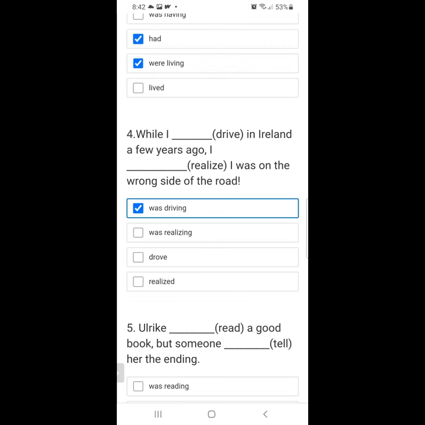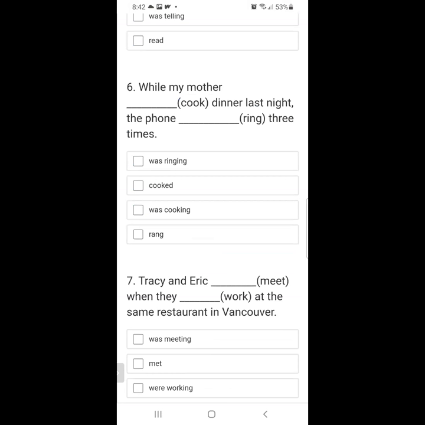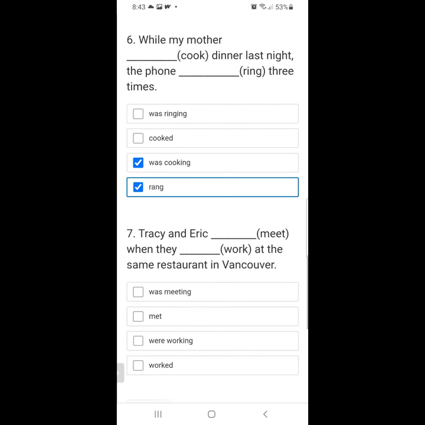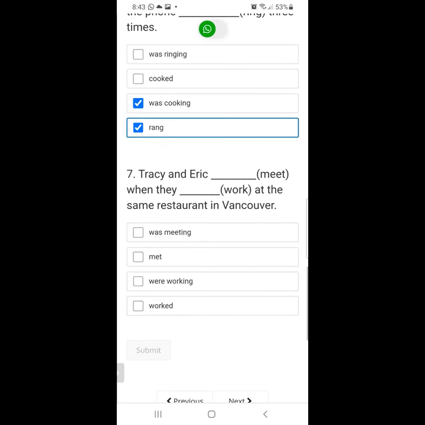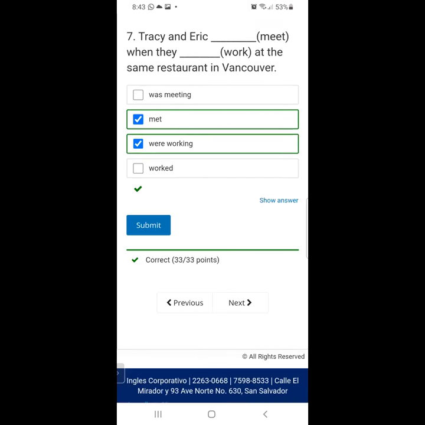While I was driving. Esto sí es I was driving. And the second one is realized. Oh, realized. And Ulrich was reading a good book, but someone told her the ending. While my mother was cooking, the phone rang three times. Yes, the rang es correcto. Okay. Tracy and Eric met when they were working at the same restaurant in Vancouver. Okay. Yes, thank you. You're welcome.